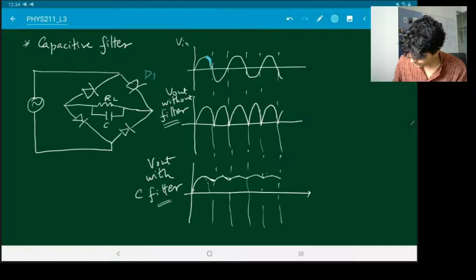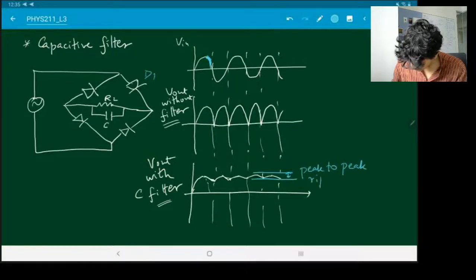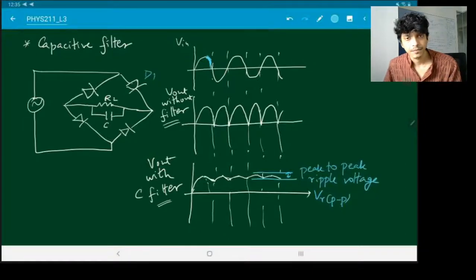So now this difference, which is called the peak to peak ripple voltage, VR P to P, has become very small, and you can adjust it by adjusting what the value of the capacitor should be, because that will decide the charging and the discharging times.